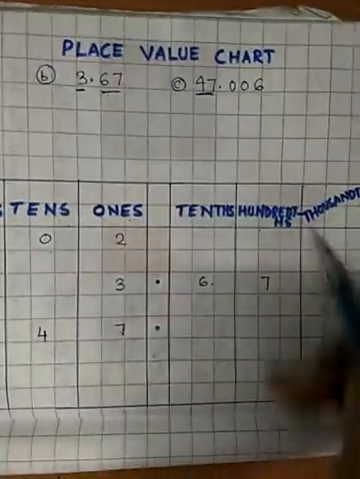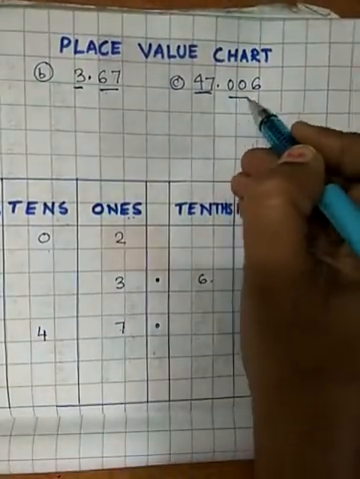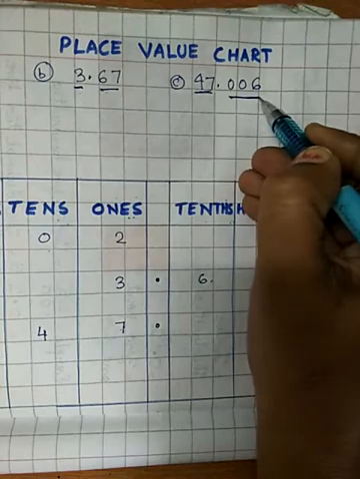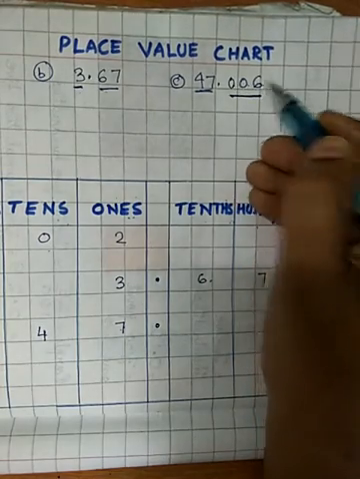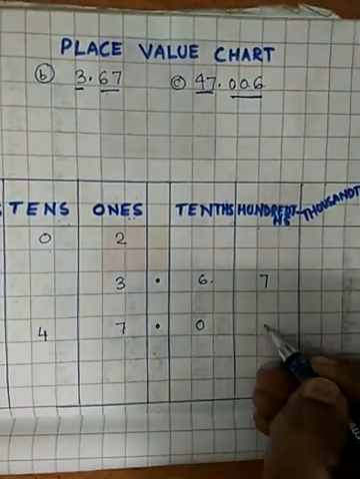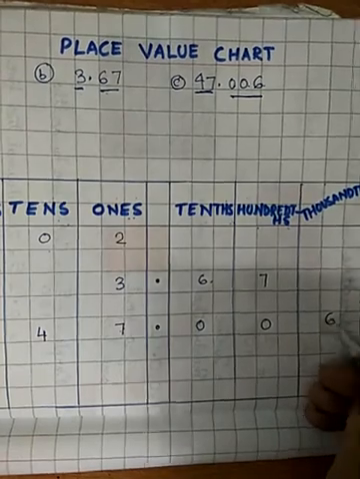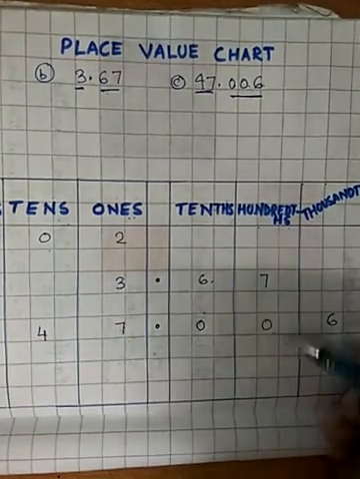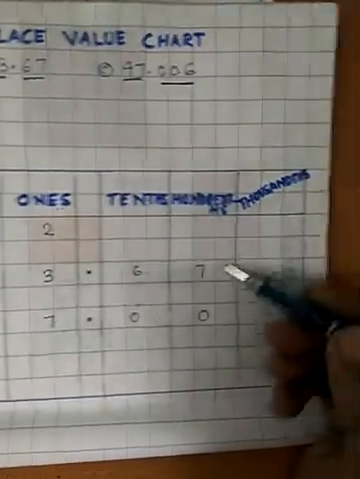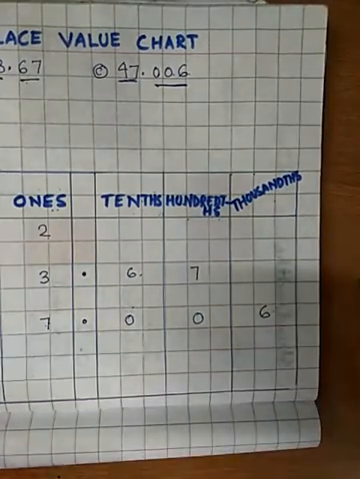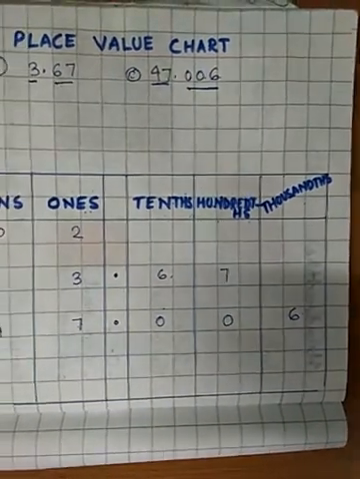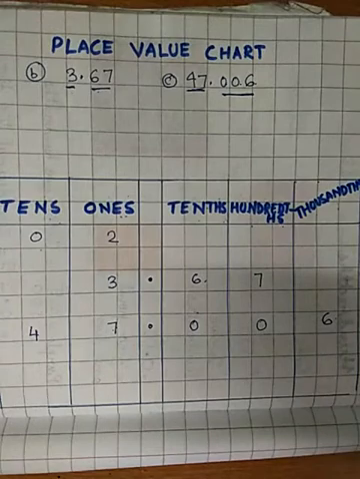Now we will come to the decimal numbers or the fractional numbers. So this is 006. The first 0 has the tenths place, this 0 has the hundredths place and this 6 has the thousandths place. Okay. So children, when we practice a little more, it will become clearer. So thank you.